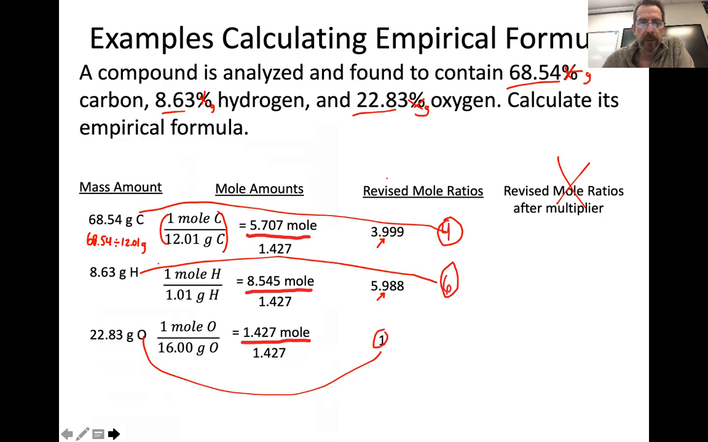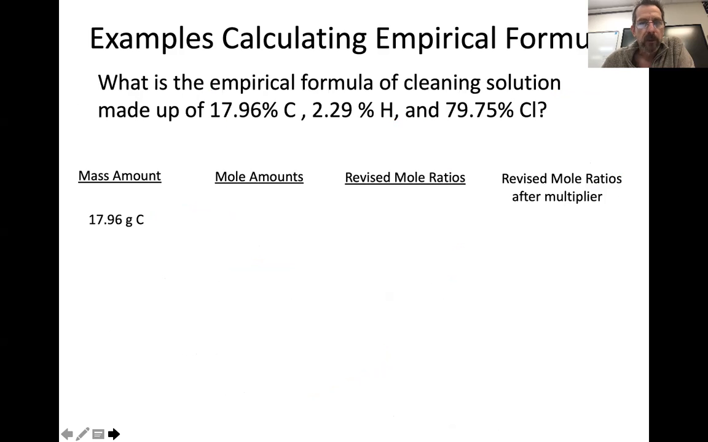We ended up with a chemical formula when we're done, the simplest reduced ratio, a 4 to 6 to 1 ratio. So let's go back. Percent to mass. We're going to take these percentages in the words and just change them to gram amount. So it's no longer percent. Keep the numbers, but now they're grams. Carbon, hydrogen, oxygen.